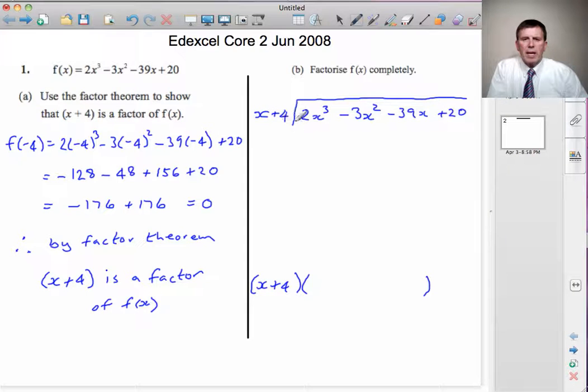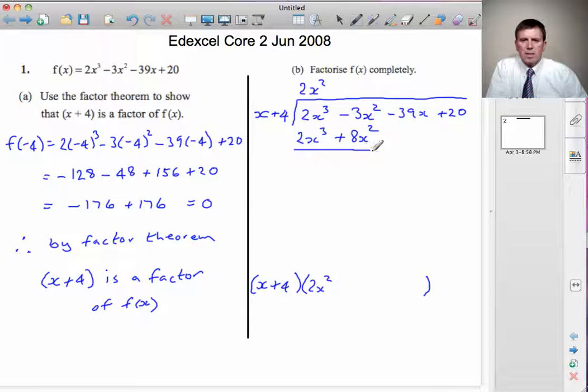So what do we multiply x by to get 2x cubed? Answer, 2x squared. And that will be the first term in this quadratic factor. And we can see that not only will it get multiplied by the x, but it also gets multiplied by the plus 4. So to keep track of that, 2x squared times x is 2x cubed. 2x squared times plus 4 is plus 8x squared.